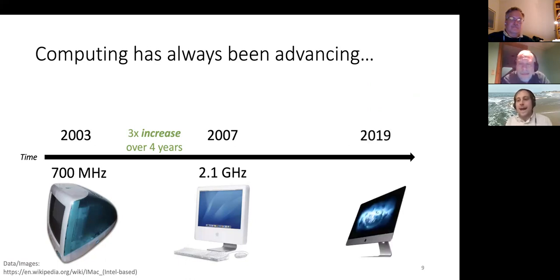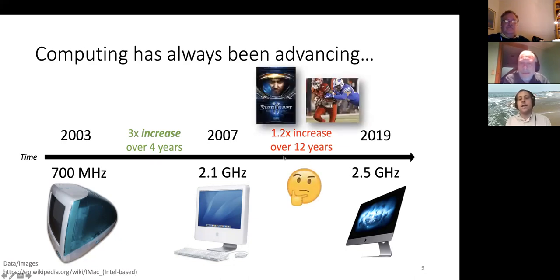I think that's a little bit obvious. But if I was to go to the Apple Store today in 2019, and if I was to expect the same 3x increase, I would ask for a computer that ran at 15.75 gigahertz. The poor employee at the Apple Store wouldn't know what to do with me. They would show me one of their top of the line models at 2.5 gigahertz, and that's where I would be. This is only a 1.2x increase in 12 years.